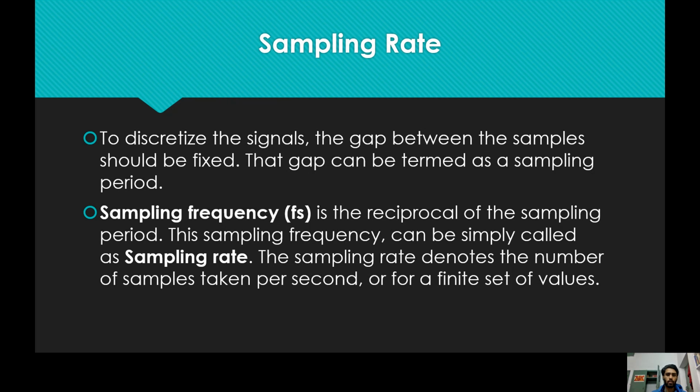What is the sampling rate? To get a discrete signal, the gaps between the samples should be fixed, and this gap is known as the sampling period. And sampling frequency is the reciprocal of the sampling period. The sampling frequency can also be represented as the sampling rate.